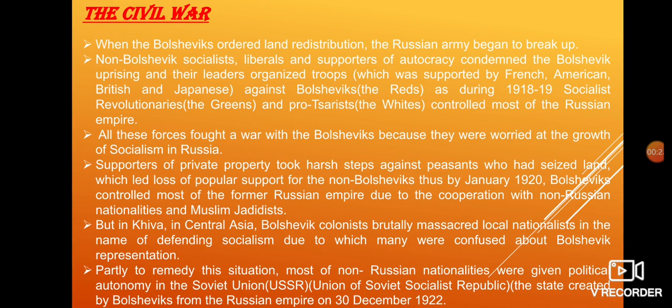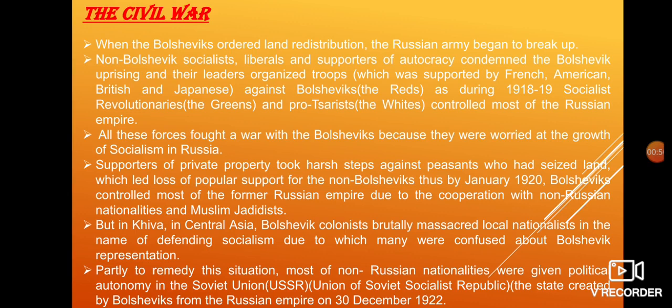After the revolution created in October, the effect of that revolution was the Civil War. When the Bolsheviks ordered land redistribution, the Russian army began to break up, and the non-Bolshevik socialist liberals and supporters of autocracy condemned the Bolshevik uprising, and their leaders organized troops which were supported by French, American, British, and Japanese.